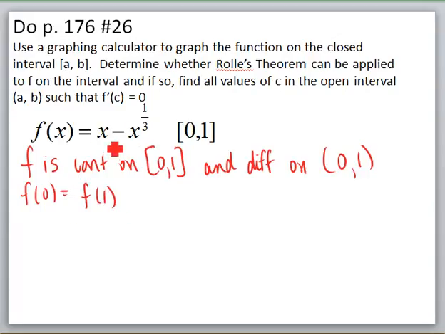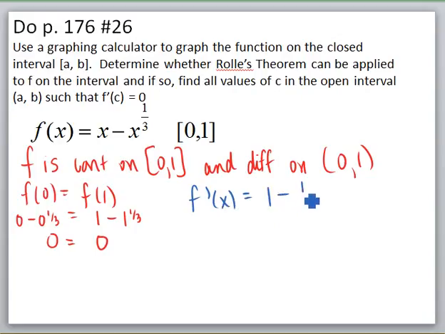So when you plug in 0 up here, you'd have 0 minus 0 to the 1/3, which is 0. And then when we plug 1 in, we have 1 minus 1 to the 1/3. Well, that's 1 minus 1, which is 0 also. So Rolle's theorem does apply, and now we're ready to find the c values such that f prime of c equals 0. The derivative of the function is simply 1 minus 1/3 x to the negative 2/3.